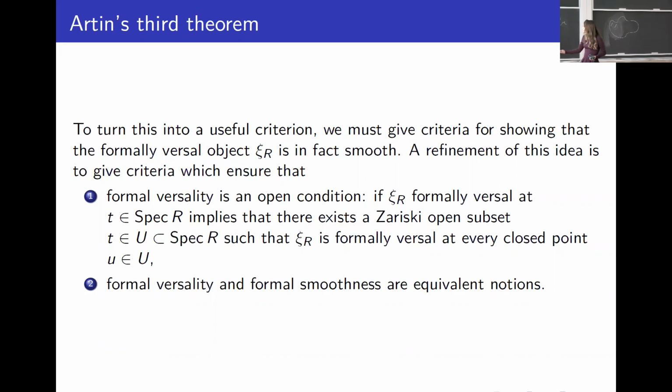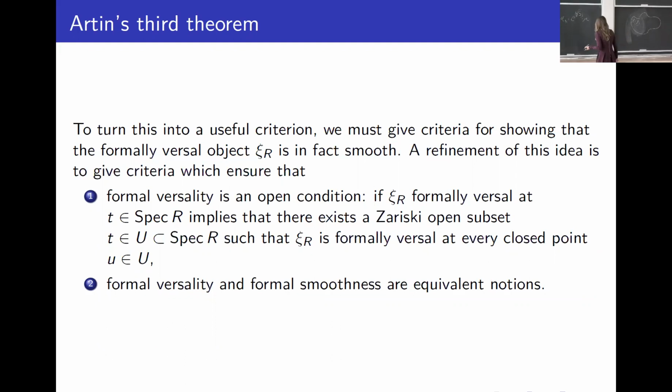And then after we establish conditions for formal versality, we need to show that formal versality and formal smoothness are actually equivalent notions, which is not at all obvious. Because formal versality was a property a functor has when you evaluate it just on Artin rings or vector spaces, but formal smoothness is a property of a functor when you evaluate it on rings. There's a very big step between those two things.